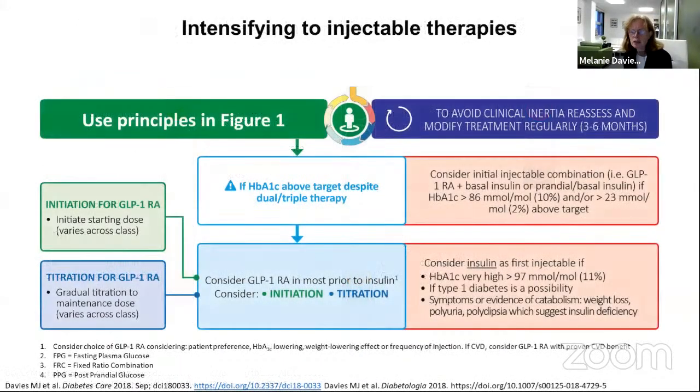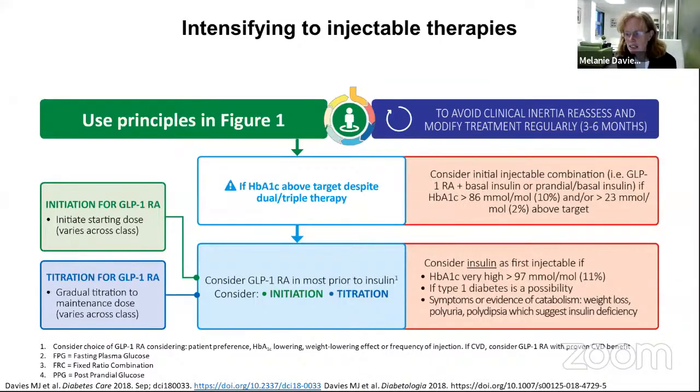With injectable therapy, we talked about in the majority of patients with type 2 diabetes, the first injectable, if access and cost is not so much of an issue, is a GLP-1. And I'll come back to the reason for that. But you may consider insulin as the first injectable, particularly if the A1C is high, if there's an index of suspicion for type 1 diabetes, or there's marked symptoms of catabolism.